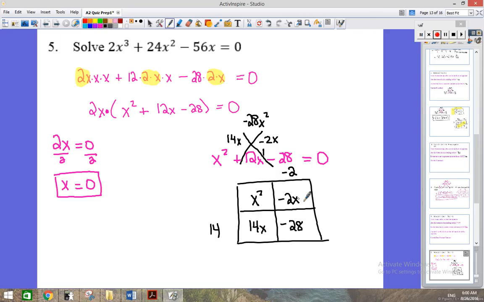If I look across here, I see an x in both of these terms, so I can write an x out here. If I look up and down, I see an x in both of those terms. So x times x gets me x squared. Negative 2 times x gets me negative 2x. 14 times x gives me 14x. And we already said that positive 14 times the negative 2 gives me a negative 28.